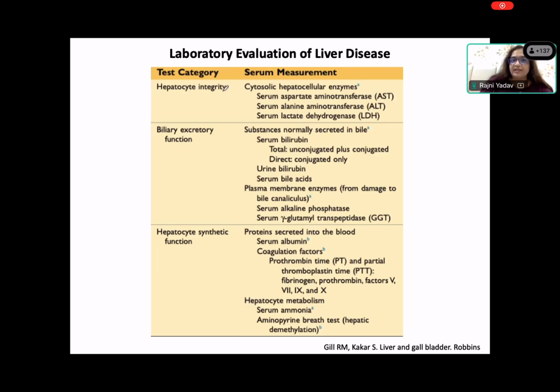So if there is damage to the hepatocytes, then the SGOT, SGPT, or LDH will be increased. But if there is damage to the membrane of the canaliculus, or there is an excretion problem, then the bilirubin is going to be increased, and it may be increased in the serum and urine. The bile acids may be increased, and then alkaline phosphatase and GGT are elevated.